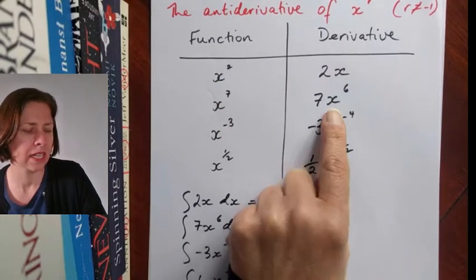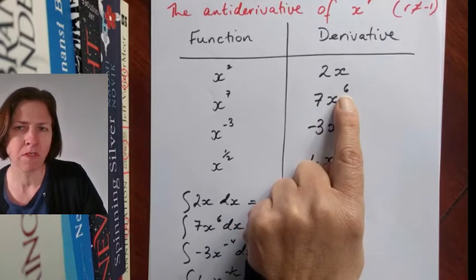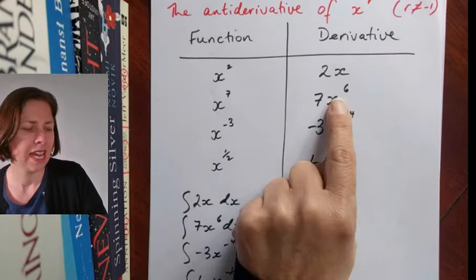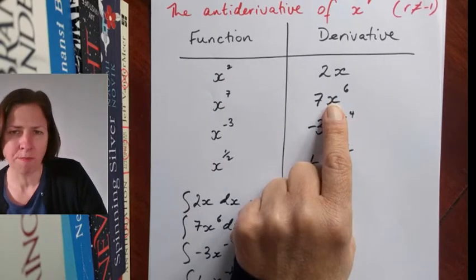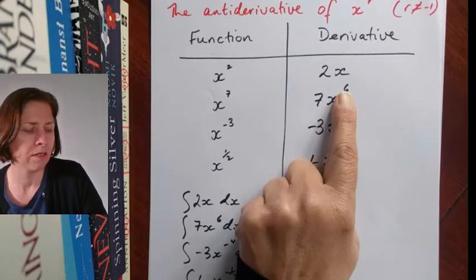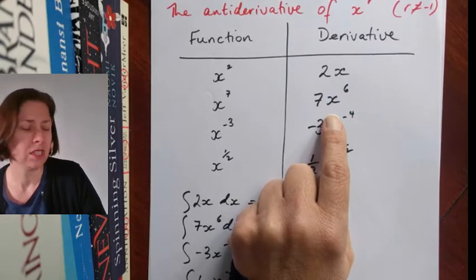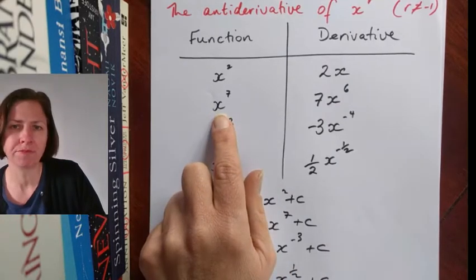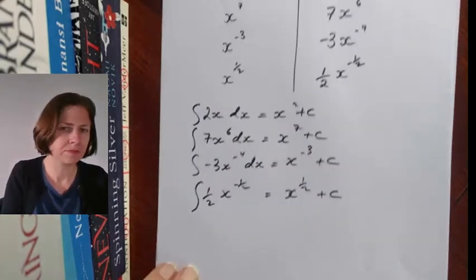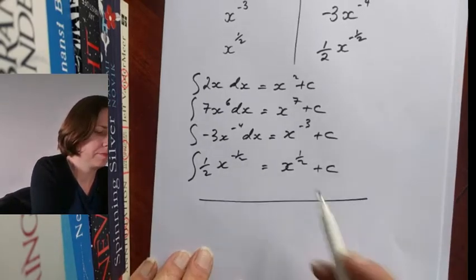Let's test it out on the next one. X to the power of 6, we add 1 to the power, which will give me a power of 7, and then I divide by that new power of 7, so I'll get 7x to the power of 6, to the power of 7 over 7, and those 7s will cancel and disappear. So let's look at a couple of examples going that way.